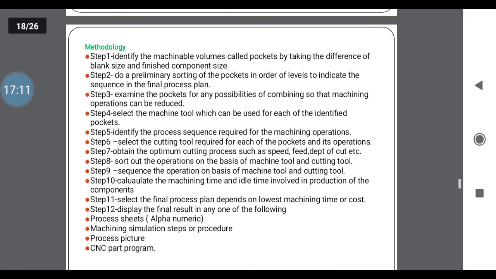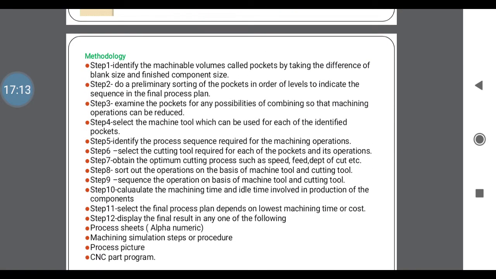See, this methodology consists of a number of steps. First one is identify the machine values. Second one is do the preliminary sorting. Next one is examine the pockets for family possibilities. Fourth one is select a machine tool which is used for your work. Fifth one is identify the process sequence required for the machining operations. Next one is select the cutting tool required for the pocket and its operations.